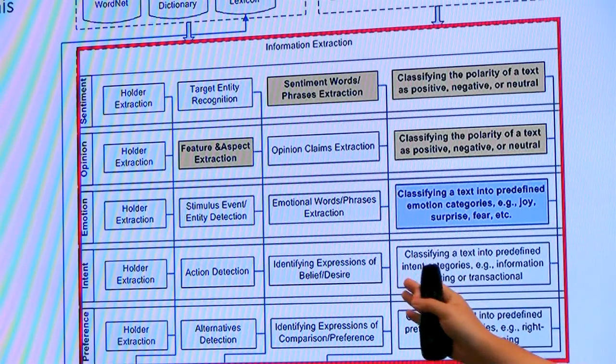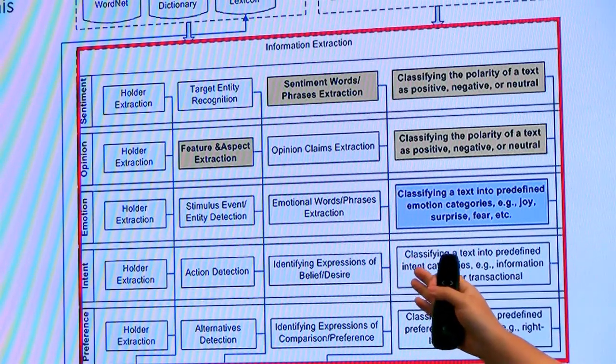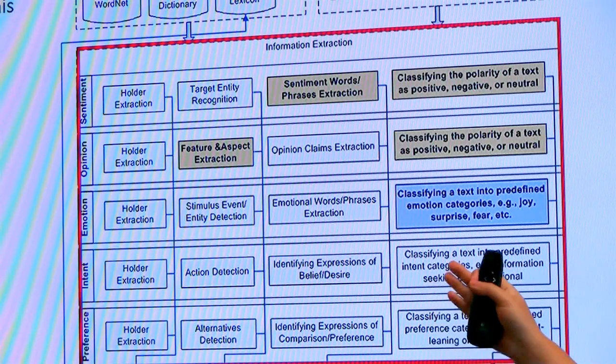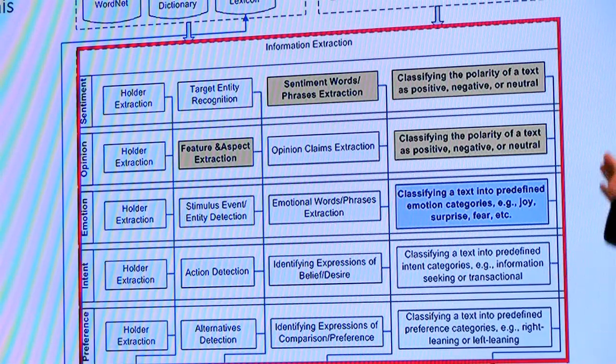But for intent, we have to find in the text the expression about desire or belief in the future. And then for the classification, again, as I just mentioned, it depends not only on the type of information, it also depends on the application itself.